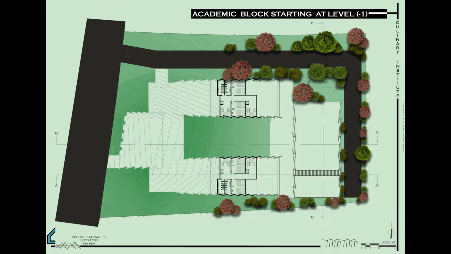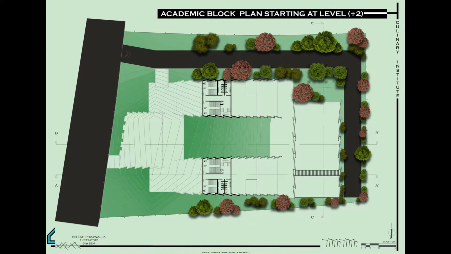Academic block starting at level -1. Here the staircases and lifts overlap each other from the previous plans at -7 and -4, and the toilets are separated compared to the previous two plans. The plan is linear. As I said, the classrooms are divided on both sides. Academic block plan starting at level +2, where the service cores overlap those at -1, and classrooms are on both sides.